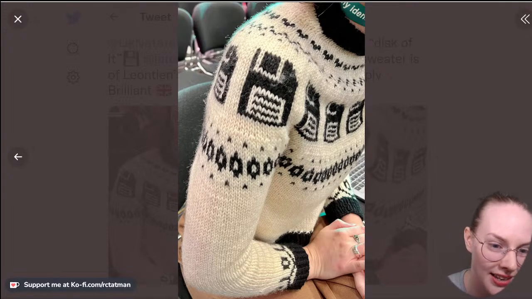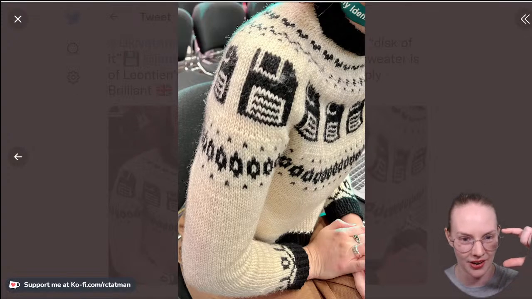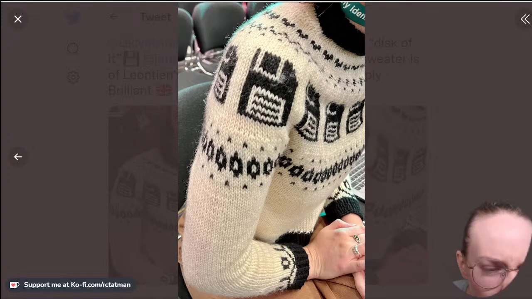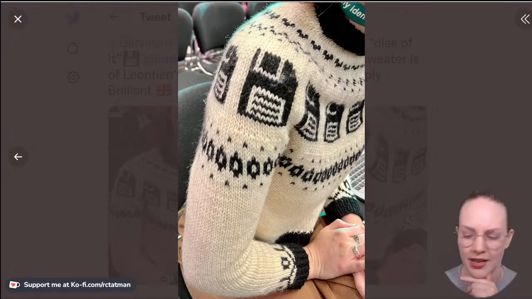You can also see that behind the discs you have the carrying of the second color. Or, ooh, actually this might be double knit. If it's a traditional Fair Isle, it'll be stranded. Otherwise it'll be double knit.